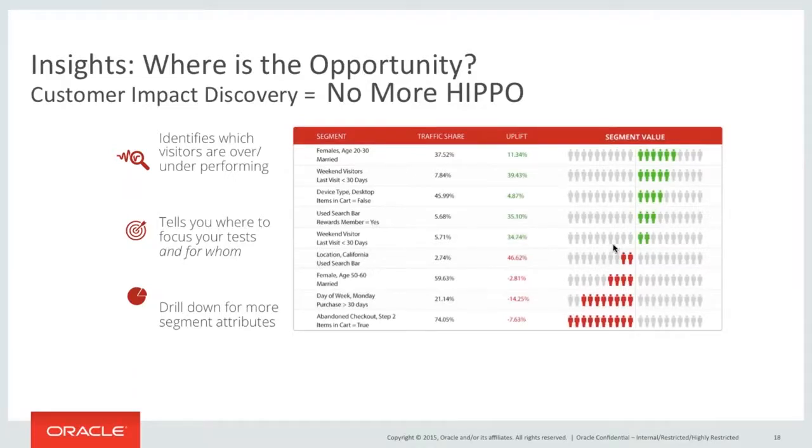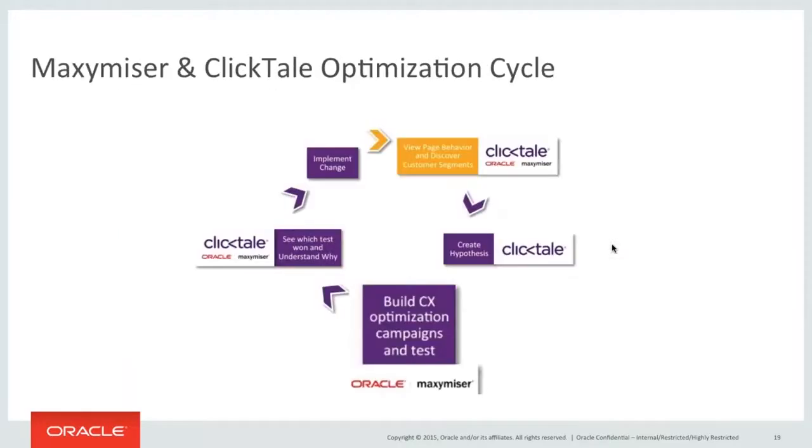You can start, for example, with a high-level segment such as new visitors, and then drill down to see how visitors within that segment perform, such as new visitors on a specific browser who have a specific mobile device. So again, this is a tool to provide a data-driven approach to where to start a testing campaign. Now, moving along that optimization cycle, we now have a hypothesis and we implement a campaign.